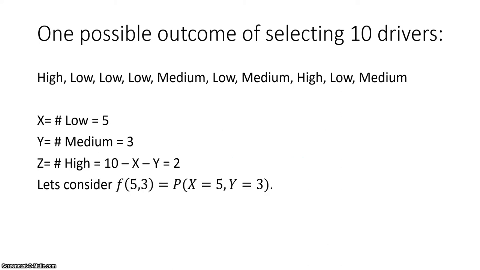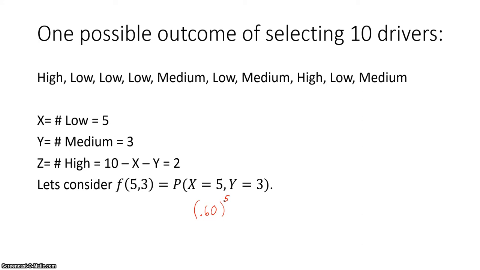Now let's consider finding the probability that we have x equals 5 low-risk drivers and y equals 3 medium-risk drivers when we randomly select 10 drivers. This is going to be our joint probability f of 5, 3. Now, 60% of the drivers were low-risk drivers. So we know that the chance that we would choose 5 low-risk drivers, because we have independent trials, we can multiply our probabilities. So we're going to have our 0.6, which is the probability of a low-risk driver. We're going to have 5 of those multiplied by each other.